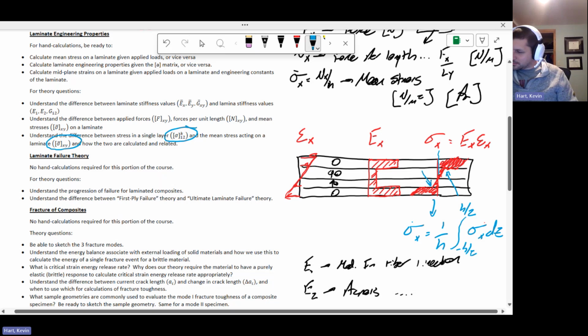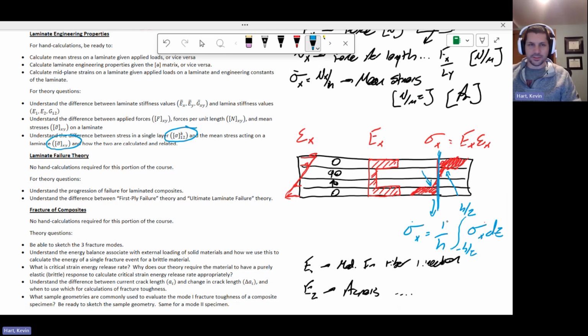And in this case, because we have some symmetric stress distribution, the mean stress would actually end up being 0, which is kind of interesting to think about. The mean stress in this particular case is 0 on this laminate, but the stresses in the individual layers, specifically the zero layers on the top and the bottom, are highly stressed. So just because something has 0 mean stress doesn't necessarily mean that it has 0 stress in any of the layers. You've got to be careful about that. You've got to watch that.